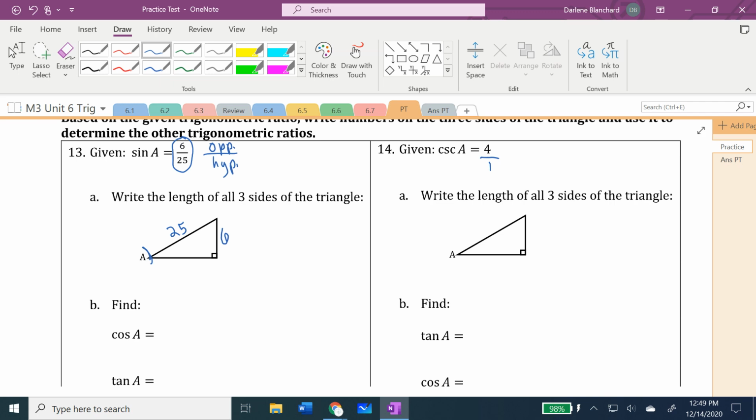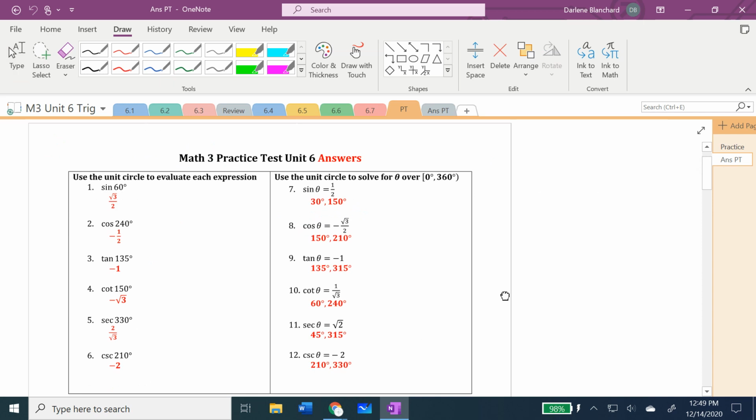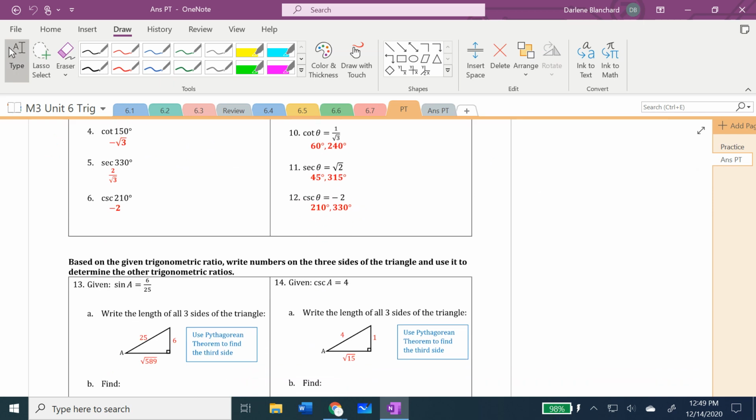So to find this third side, I'm going to put an X on it and just write an equation for Pythagorean theorem. And you'll have your calculator on you. So with your calculator, I'm going to turn to the answers to see the number 589 under the square root.